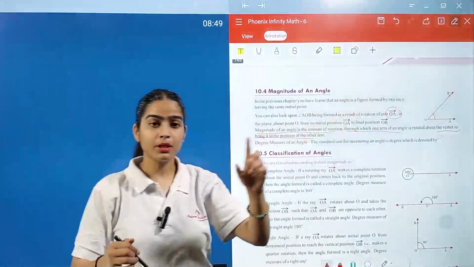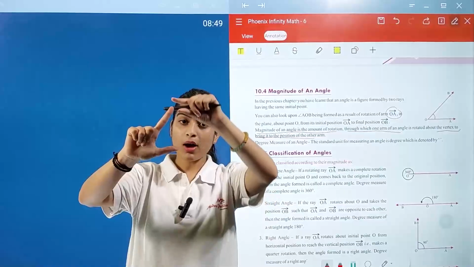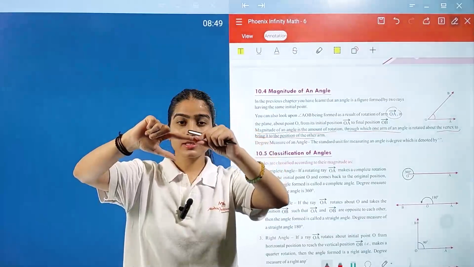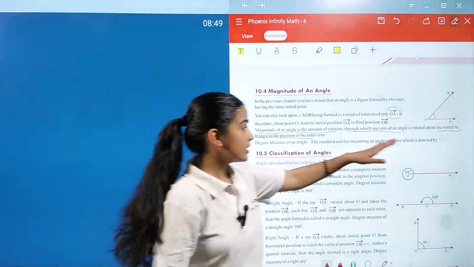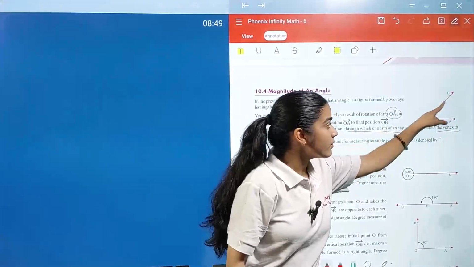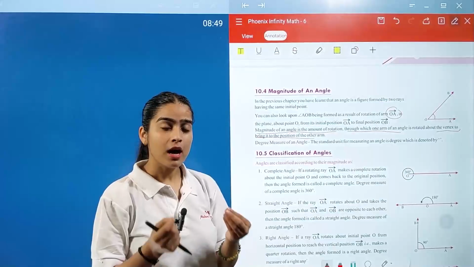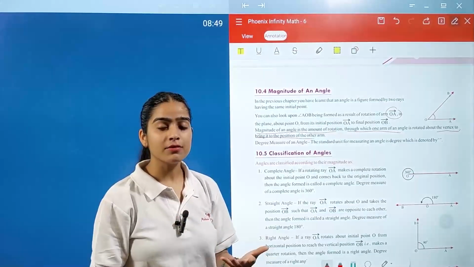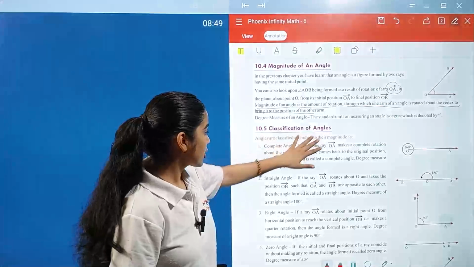For example, your angle is like this, and this is your OB, and you have to move this like this. It could be not moved completely, but you have to understand this. This OB will have a rotation, which is the point of measurement. Magnitude, you can also say that according to magnitude, we can classify the measurement of an angle. So, for example, classification of angles.